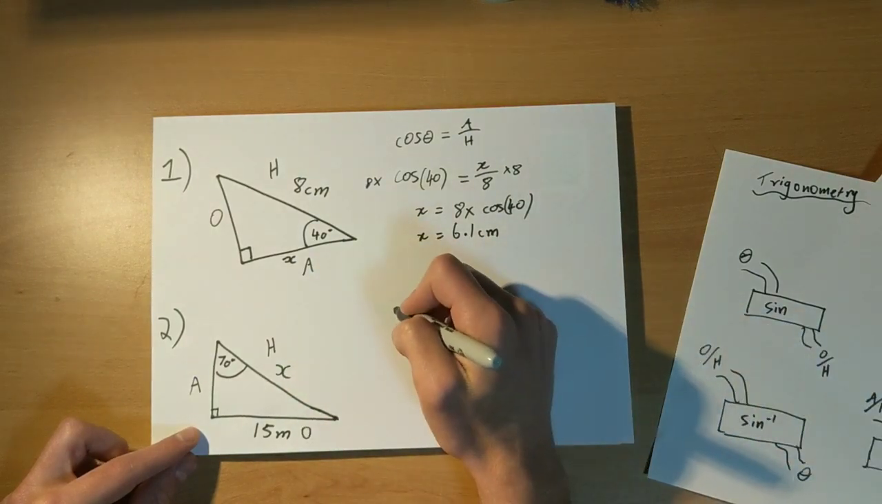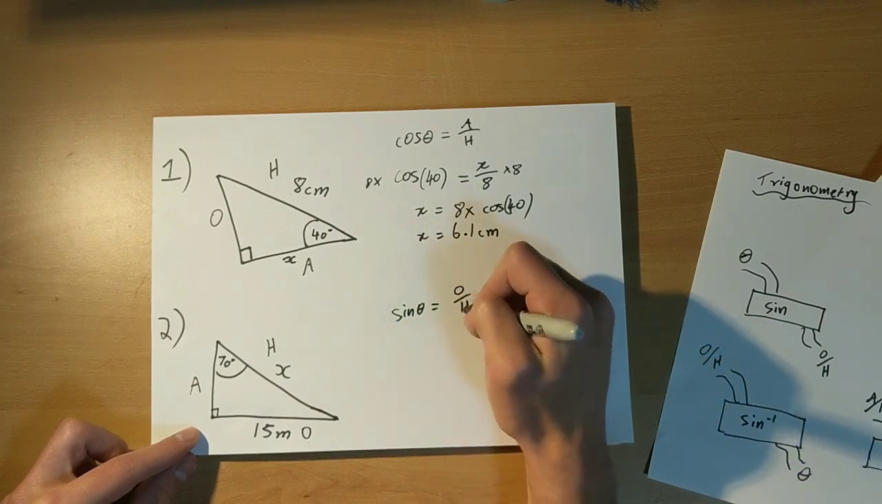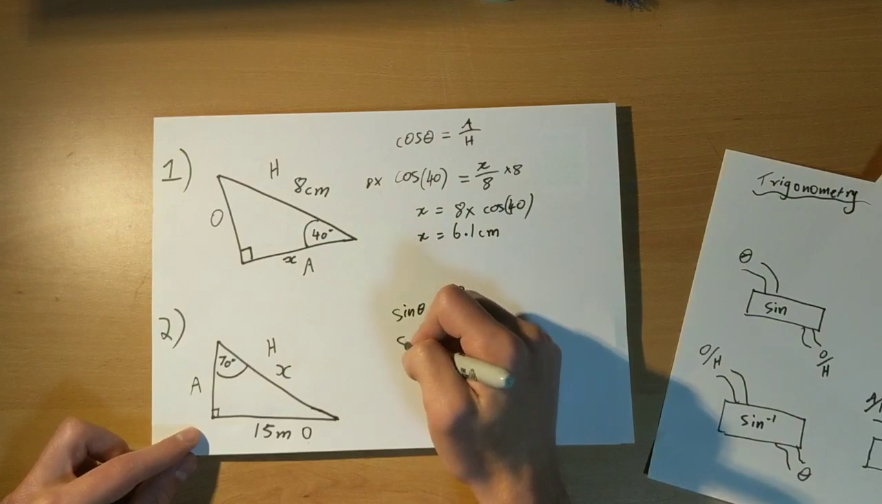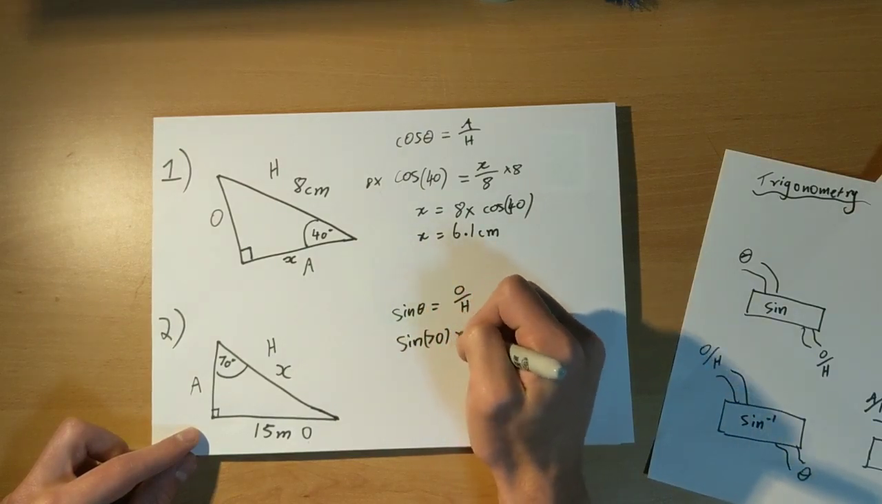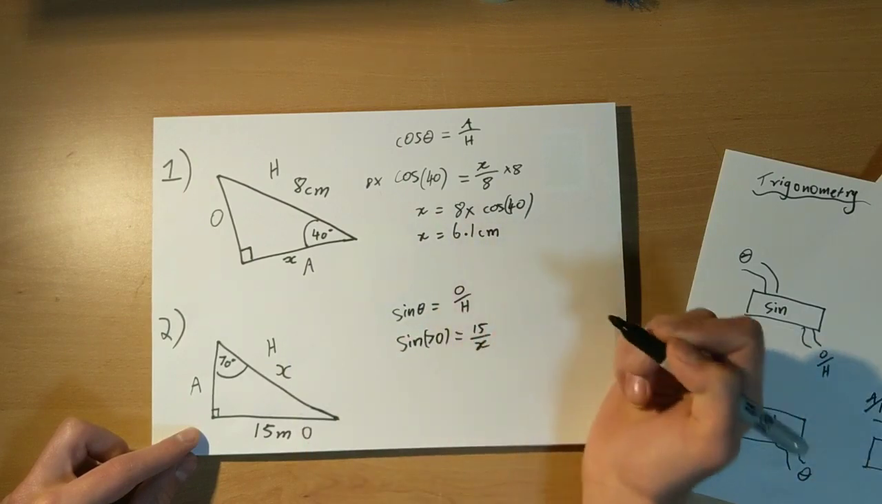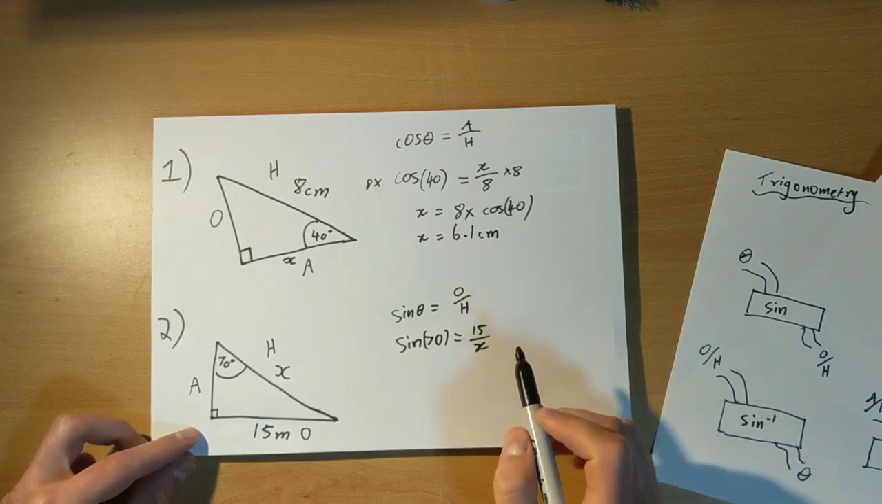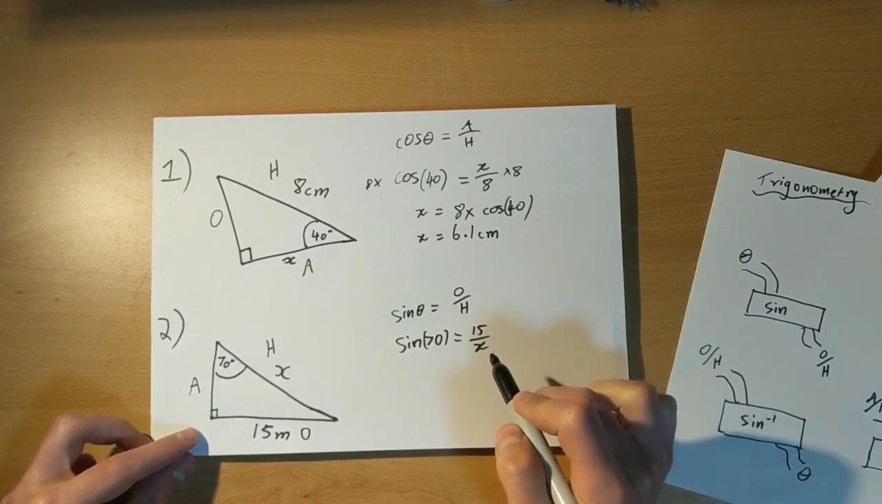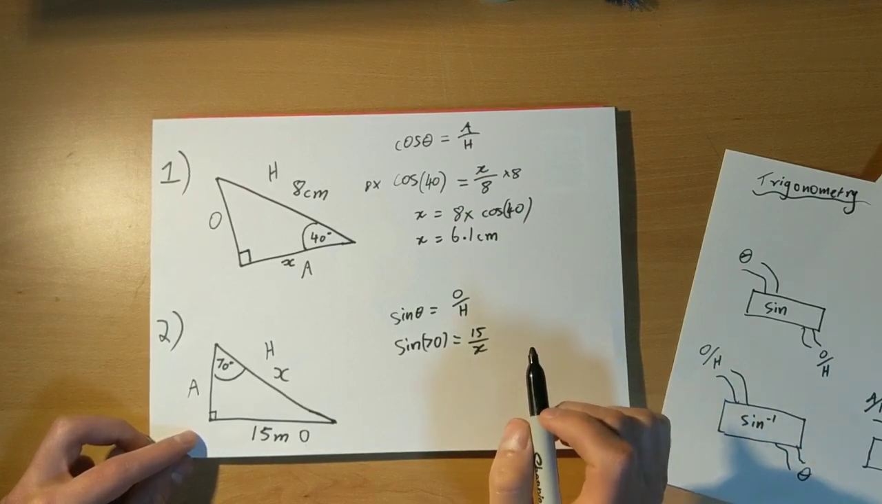So I'm going to use the fact that sine theta equals the opposite over the hypotenuse. Let's put in the numbers that I have. Sine of 70 degrees equals 15 over x. And here, to rearrange this, it's a little bit more difficult because I've got x on the bottom of a fraction. But that shouldn't be too hard for us because we've discussed how to do that before.